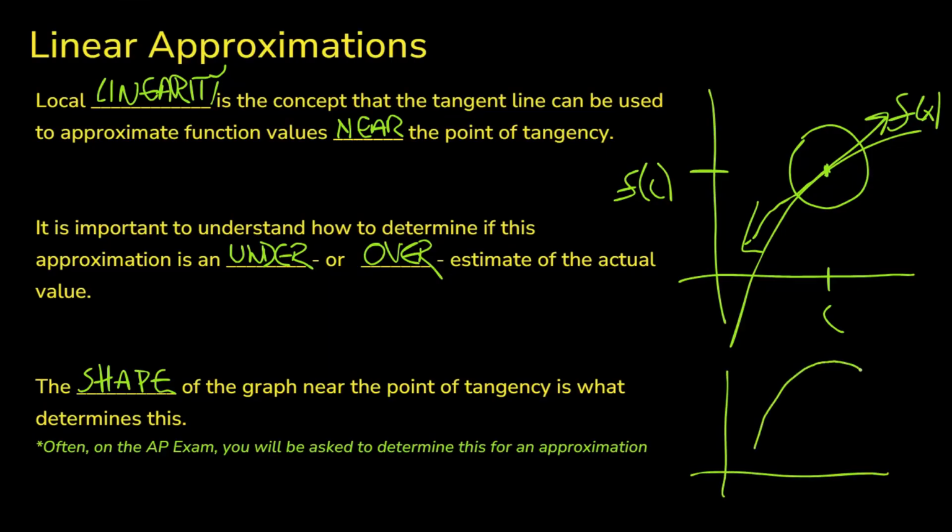For example, if I have a parabola that opens downward, any point that I pick for the point of tangency, say here or here or here, will overestimate the true values of the function near the point of tangency, because no matter where I put it, the tangent line is going to ride on top of the curve. Similarly, if I have a graph that's always concave up, like an upward opening parabola, no matter where I put the tangent line, it's always going to ride underneath the curve, and therefore if the tangent line is used to approximate values of the function, we're going to under approximate it.